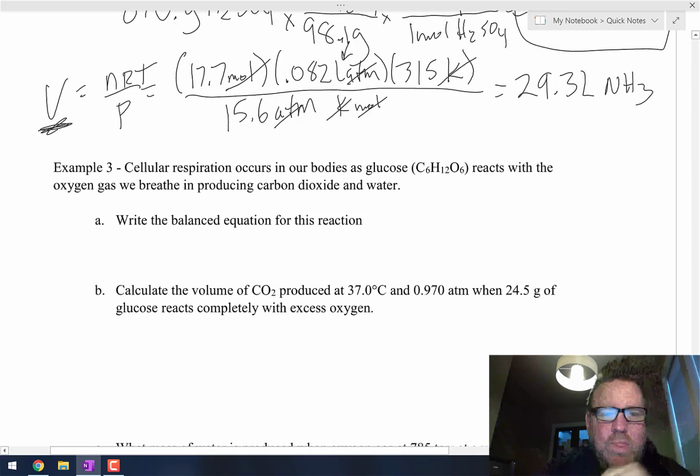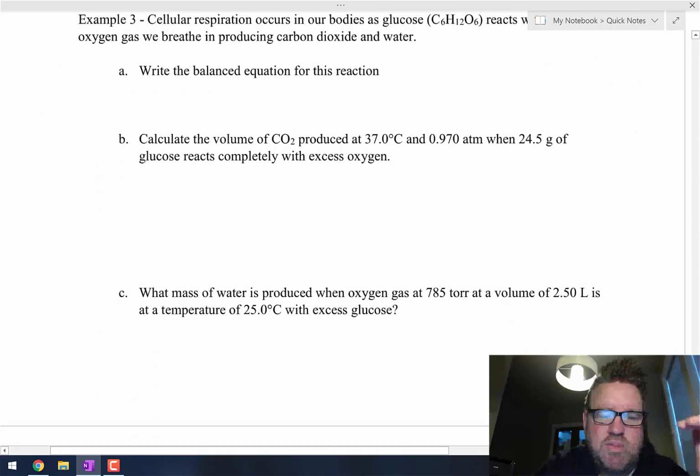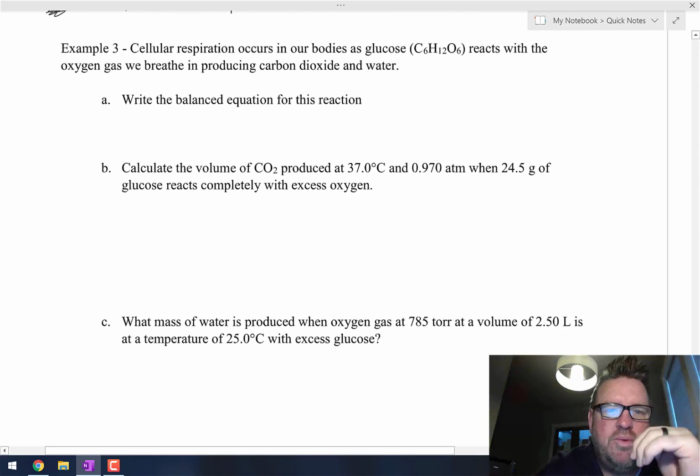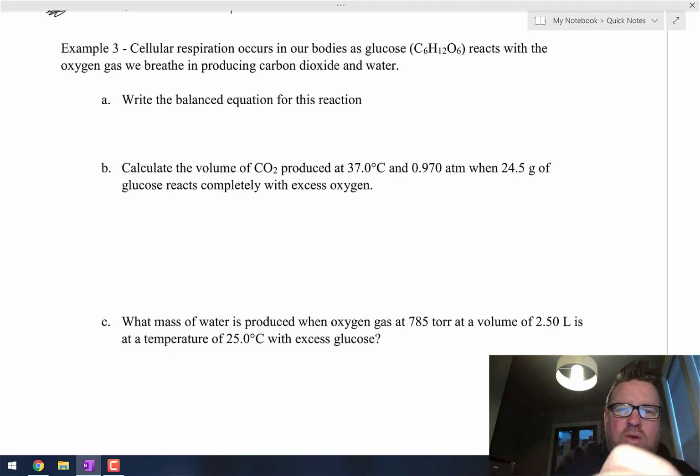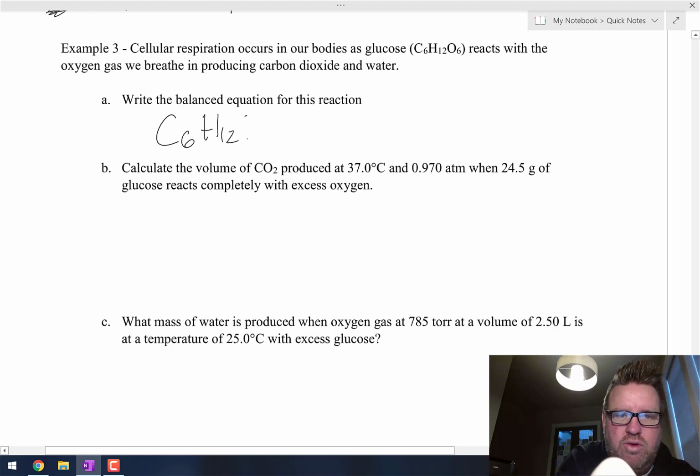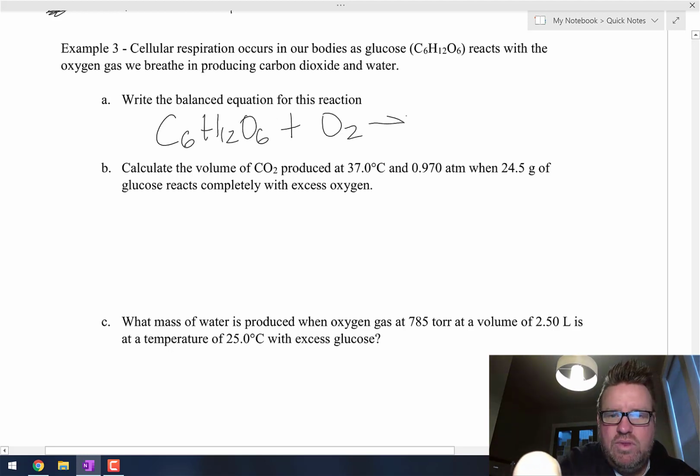Okay, one more. Again, progressively trying to make them a little bit more challenging. So in example 3, cellular respiration occurring in our bodies as glucose reacts with the oxygen gas we breathe, producing carbon dioxide and water. So we have to write a balanced equation. So the glucose reacts with oxygen gas. Oh, that's why we need air to live.